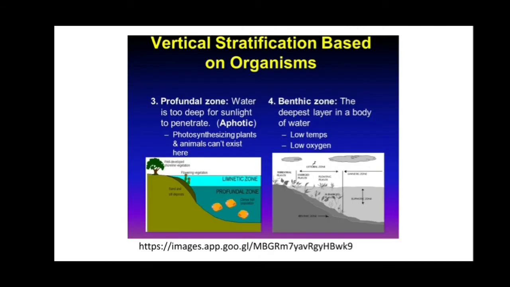Now the vertical stratification based on the organism. Now the profundal zone. This is the zone where the water is too deep for sunlight to penetrate. We can call this the aphotic zone, also known as the profundal zone. So photosynthesizing plants and animals can't exist there, right? Only the photic zone contains phytoplankton as well as zooplankton and water plants. Benthic zone is the deepest layer in the body of water, having a low temperature and low oxygen.